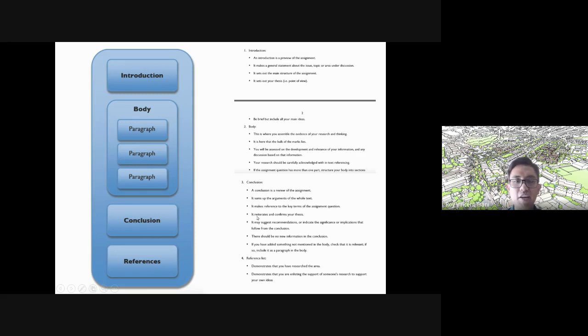And then finally, the conclusion is the review of your assignment. It sums up the whole argument, the whole text. It makes references to the key terms in the assignment question, etc., etc. I'll just share this with you later.